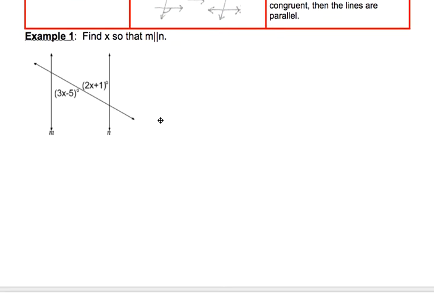So let's look at this algebraically. Starting off, it says find x so that m is parallel to n. So these two lines need to be parallel. We have a measure here of 3x minus 5 degrees and a measure here of 2x plus 1. If we look at these two angles, we need to figure out what kind of relationship they have. These are alternate interior angles. They are inside the parallel lines and they are on opposite sides of the transversal. So the alternate interior angles converse is what we need to use.